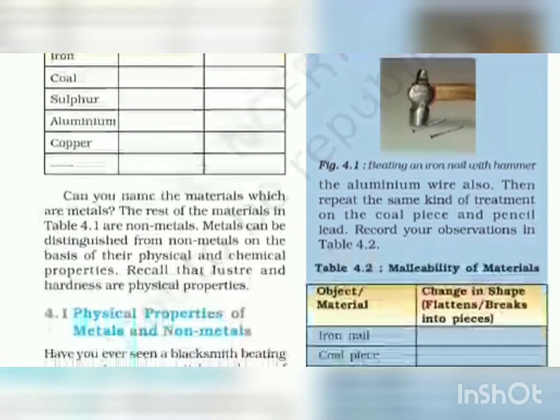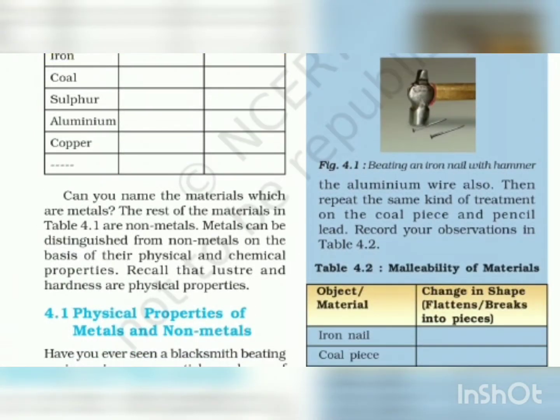So now you can name the materials which are metals. The rest of the materials in 4.1 are non-metals. That means the substances which are very hard and shiny are metals, and those which are dull and not very hard come under non-metals, on the basis of their physical and chemical properties.